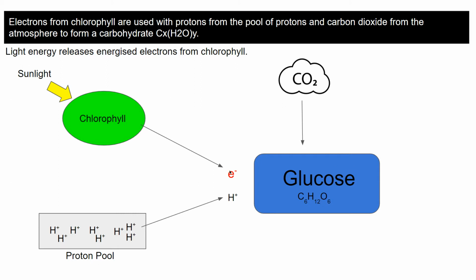Okay. Now, carbon dioxide is absorbed in through the stomata and makes its way through the air spaces to the palisade mesophyll cells, and we have the proton pool. Remember, from the splitting of water, protons were building up in the proton pool. Okay, so we have protons from the proton pool, the H plus, electrons from the energized electrons from chlorophyll, and carbon dioxide. So these three elements combine together to make glucose. Okay, the energy needed to do that comes from the fact that the electron is highly energized. It's been energized from sunlight.